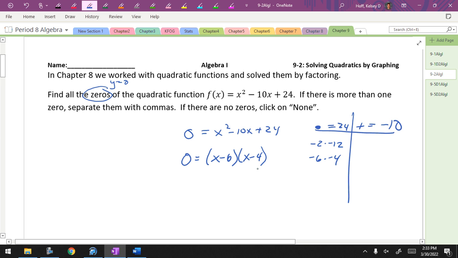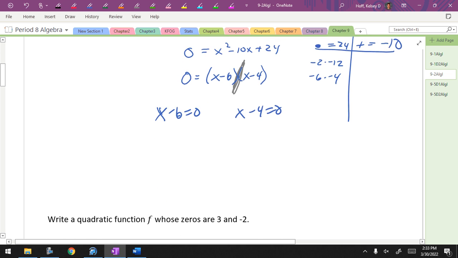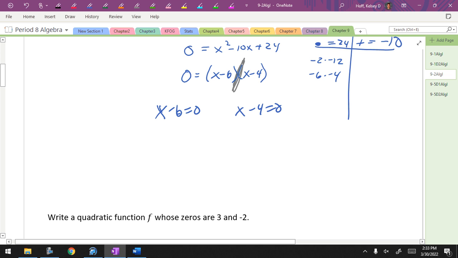Then what did you do? Yep, we slash it, and we set them equal to 0. X minus 6 equals 0, and x minus 4 equals 0. Then plus 6, x equals 6, plus 4, x equals 4. And that's where we would have listed 6 comma 4. Remember doing that? Okay.